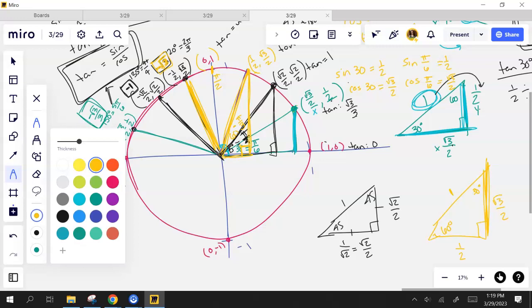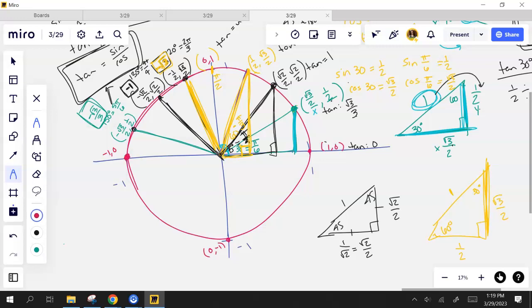Look, don't miss this point. This is very important. This is 180 degrees, which is pi radians. It's just pi. 360 is 2 pi. The tangent value here is just 0. Undefined is at the top and the bottom. Side to side is 0.